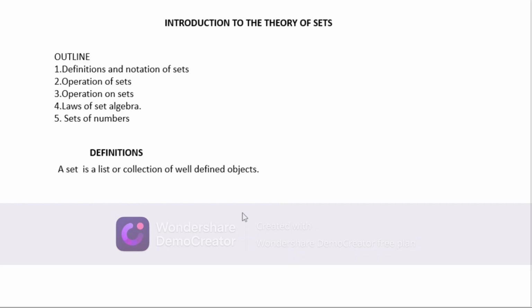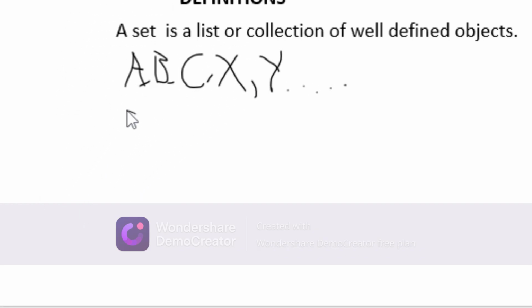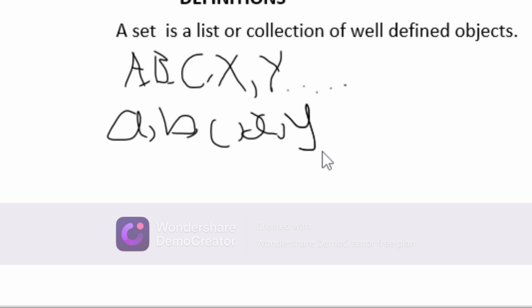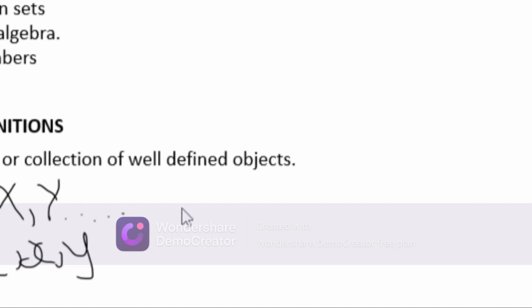Now, sets are usually denoted by capital letters, so you should differentiate between the sets and the elements. For example, A, B, C, X, Y are capital letters denoting sets. The elements are denoted by small letters, for example a, b, c, x, y. These are elements inside that set.